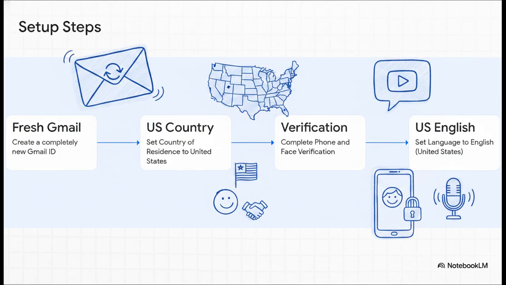Now, what's really interesting about this slide is that this isn't some magic trick to force the algorithm. It's actually all about building trust. When a US viewer clicks on your About section and sees United States, they instantly trust the content more. Step 3 is your phone and face verification. And step 4, make absolutely sure your video and title language are set to English, specifically United States English.